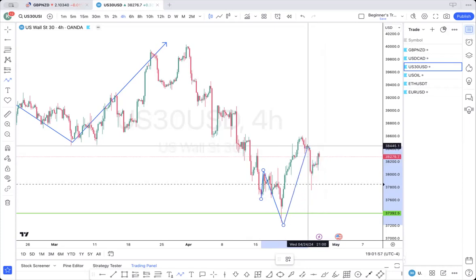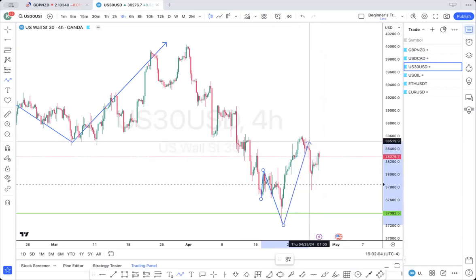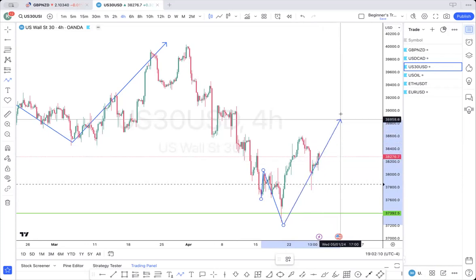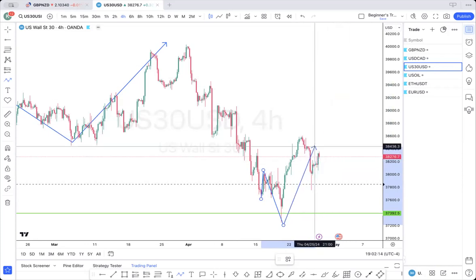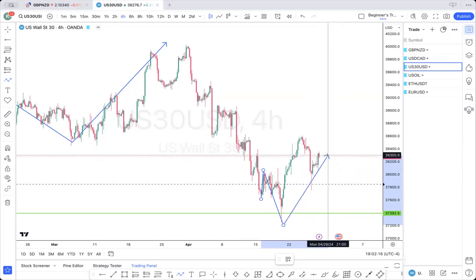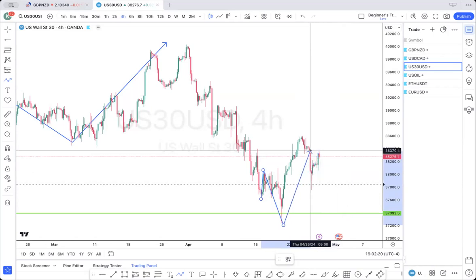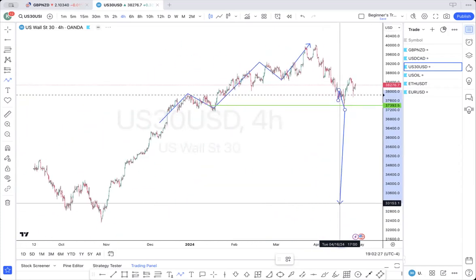So I would like to see it break, because this is a little structure here. I would love to see it break past here, then pull back, then buy up. But I think it's kind of going bullish right now. I would have to look at the dollar to see what the dollar is doing, but it could push back into this zone here and sell back down.